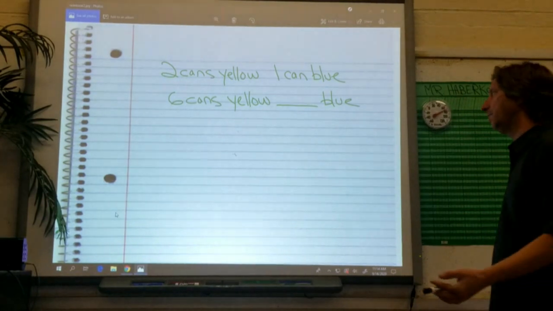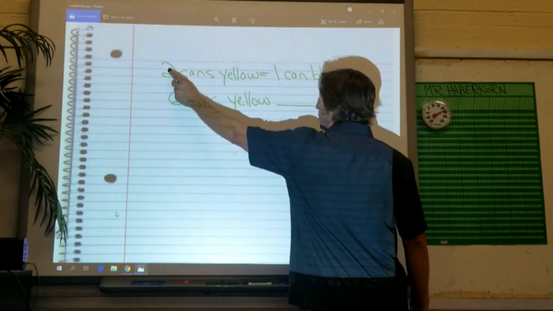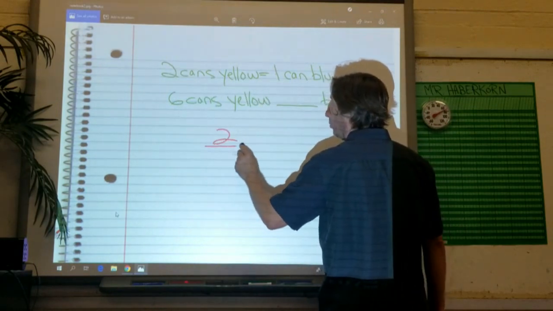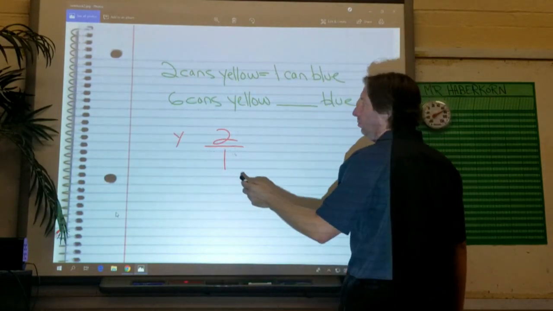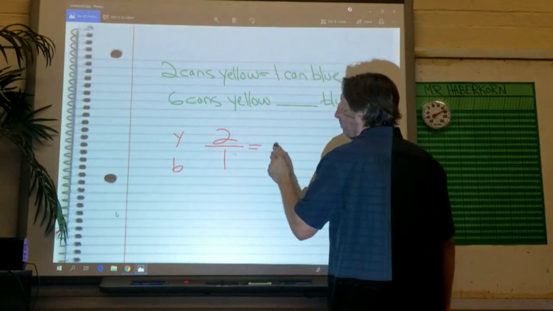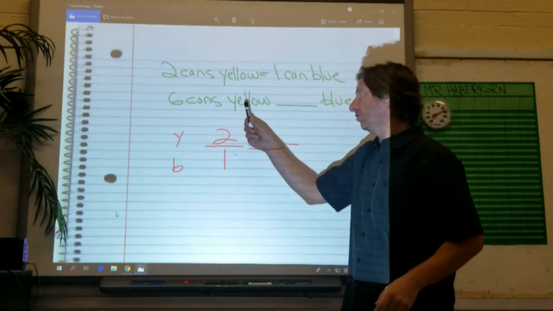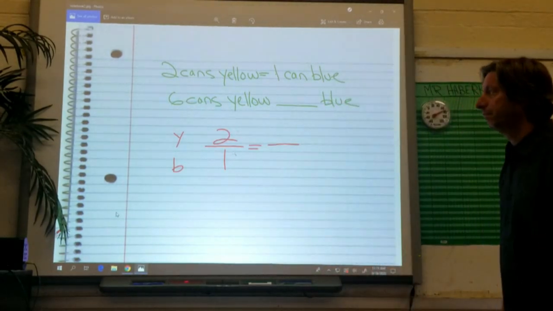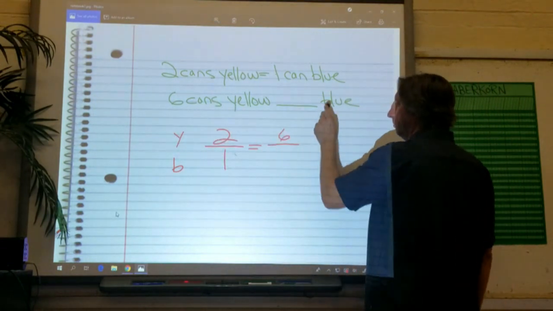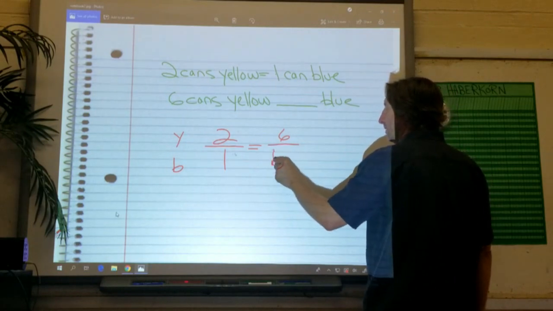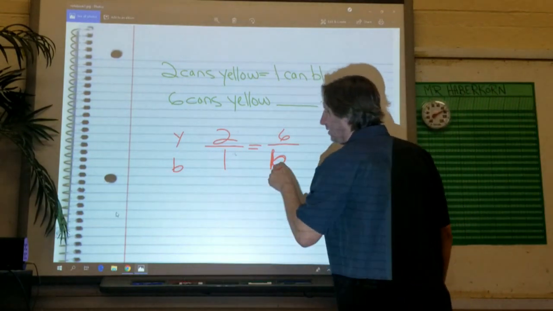So we do the same thing, we make a proportion. And like I said, it doesn't matter which number is on top. 2 over 1. We're going to label that. The 2 stands for yellow, Y. The 1 stands for blue, B. And then I can figure out where my other number goes in the fraction. 6 cans yellow. Is that 6 going to go on the top or the bottom? If I see a Y on top for yellow, so we're going to put that 6 up here. I'm going to put the B on the bottom. I got to be careful so my B doesn't look like a 6. I don't like to use B's very often because they do look like 6s.